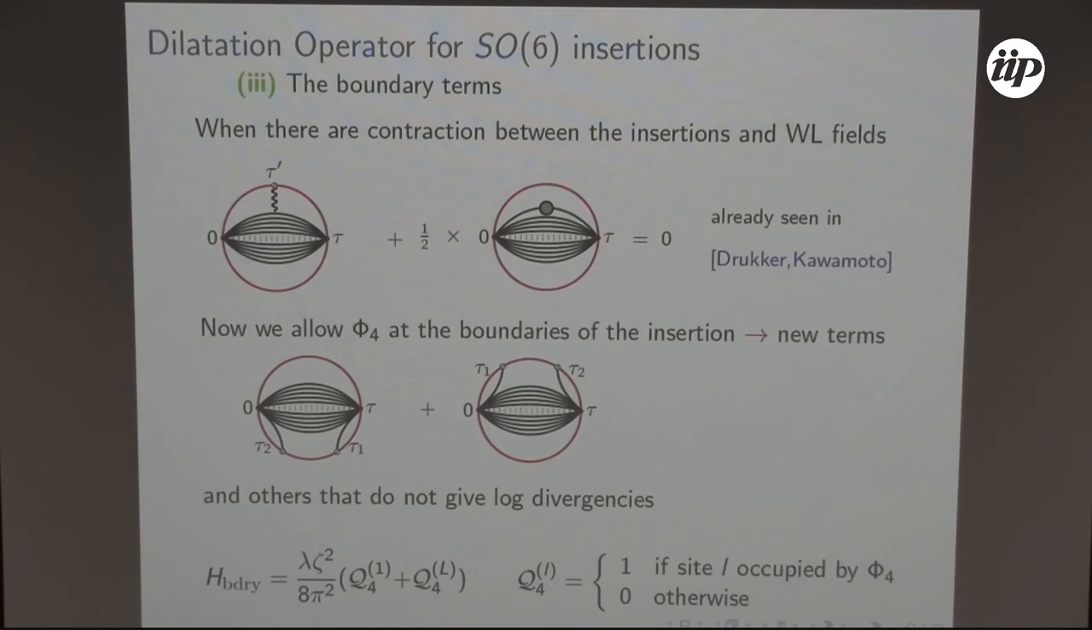So you have to compute these, identify the logarithmic divergence, and then you see that it contributes to the boundary term. It's a boundary term because it is only non-vanishing if in the first site there is a φ4, or in the last site there is a φ4. It's one or zero otherwise.